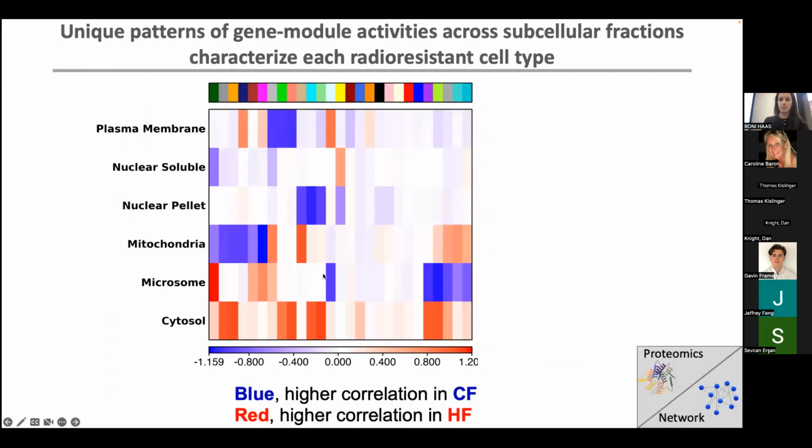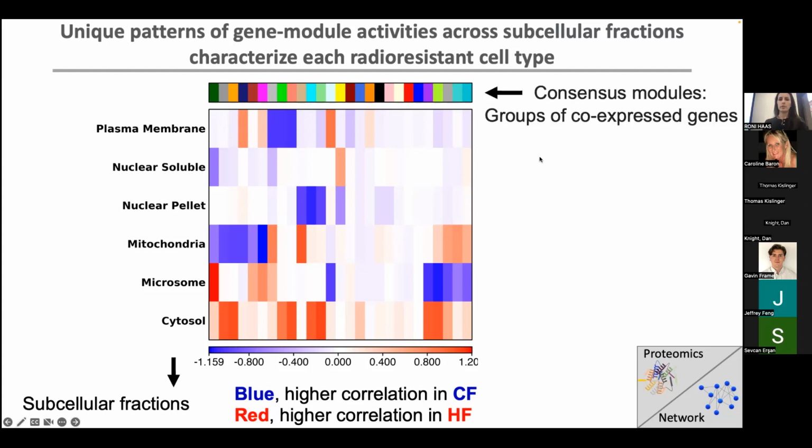And more in the proteomics analysis, we also did WGCNA analysis. We took all these subcellular fractions, and using the software, we could detect consensus modules, which are defined as groups of co-expressed genes in both CF and HF data sets. Each color here represents a module, a group of genes, and the color shows the difference in enrichment of these modules in CF compared to HF. Blue is enrichment in CF compared to HF, and red is in HF compared to CF.